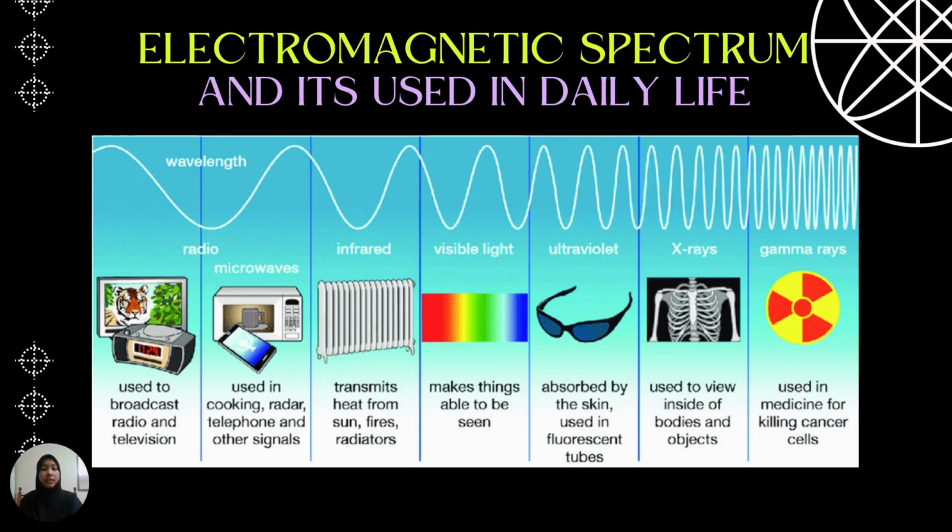Next, I stated here examples of the use of the electromagnetic spectrum in our daily life. We can see that for each wavelength, there is a specific use of the radiation. For example, radio, microwave, infrared, visible light, ultraviolet, X-rays, and gamma rays. Each of them has their own specific characterization and use.